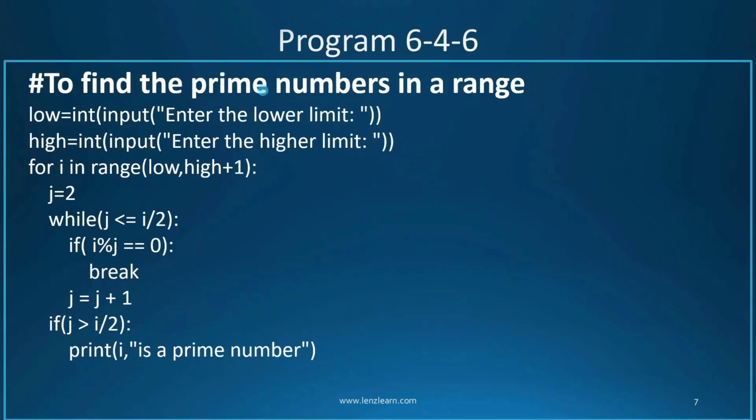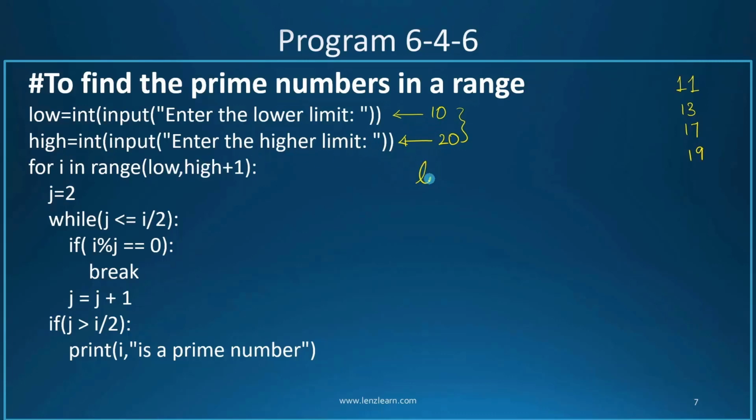The aim of this program is to print the prime numbers from a given range, right? So if I enter the lower limit as 10 and the higher limit as 20, this program should print out all the prime numbers between 10 and 20. The answer is going to be 11, 13, 17 and 19. These are the 4 prime numbers between 10 and 20. So let us see how our program identifies them.